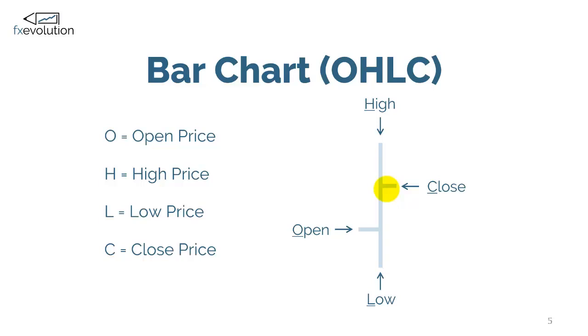So if we were looking at an hour bar, it would mean that during that hour it's opened here, price has reached the high at this point, a low at some point, but it's actually closed at this price. So at the end of that hour bar, it's closed at this price.